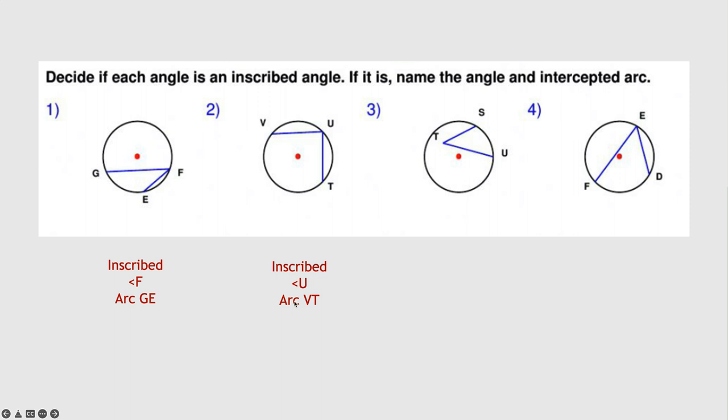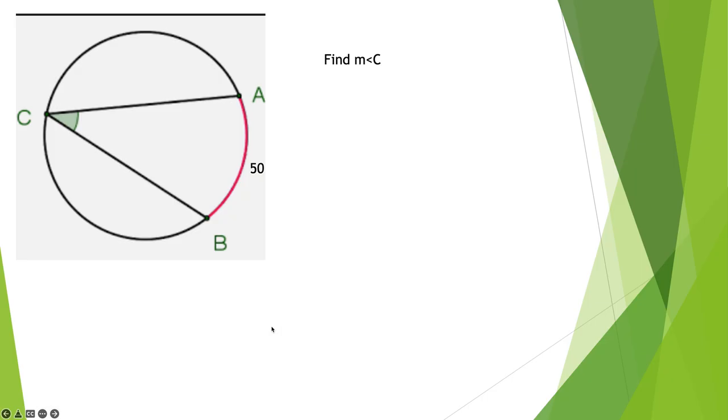Okay, so example 3 is not an inscribed angle because the vertex is not on the circumference of the circle, or the edge of the circle. Number 4 is definitely an inscribed angle because angle E is on the edge of the circle, made up of two chords, EF and ED. Arc FD is the intercepted arc. So remember, if you're on the circle, you're half the measure of the intercepted arc. Go ahead.